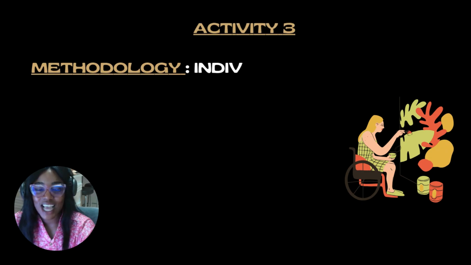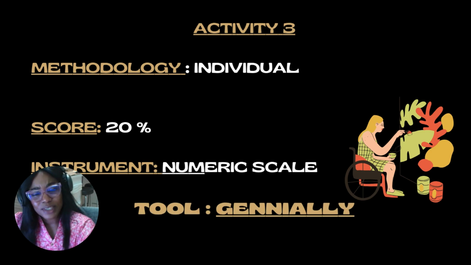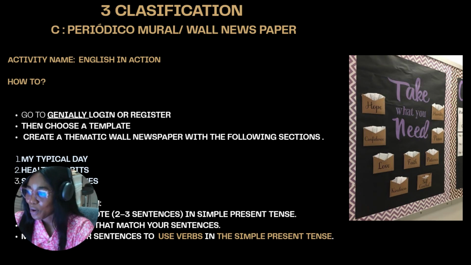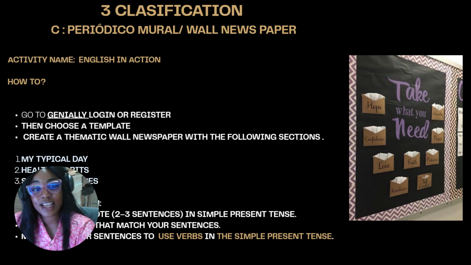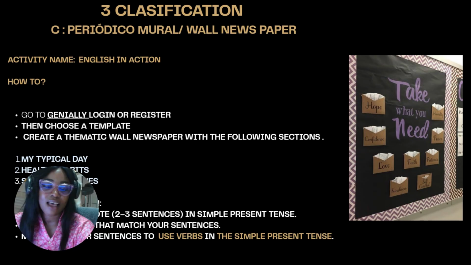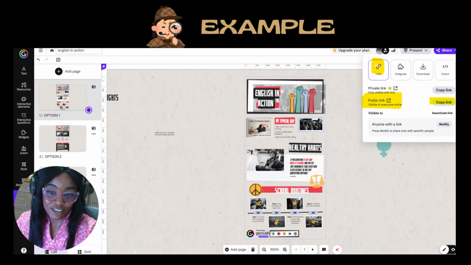I'm going to move to our next activity, which is also individual, and it's going to be on Genially. Now, on Genially, we have our classification, which shows a wall newspaper or bulletin board. They will go to Genially, log in, register, and choose a template as we did on previous activities, right? And this is actually the example of how it's supposed to look.